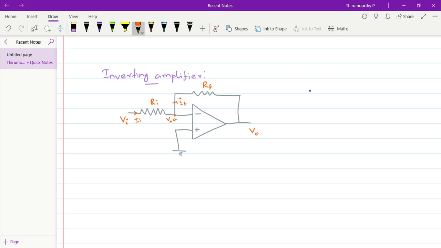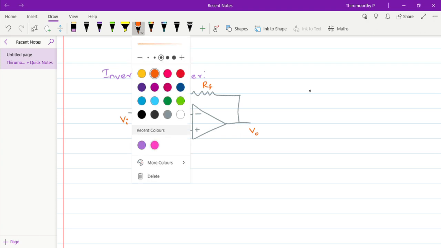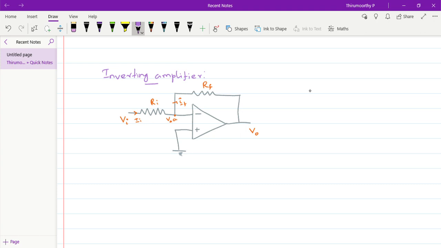Now let us try to find out the relationship between the input and output voltage. At node A, apply Kirchhoff's current law. We know that Kirchhoff's current law states that the algebraic sum of currents at a node is equal to 0. Before applying KCL, assume ideal op-amp. We have studied the characteristics of ideal op-amp.